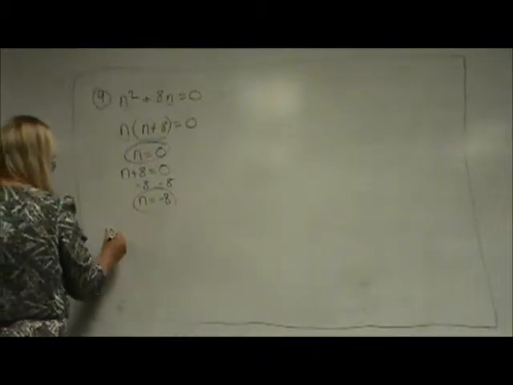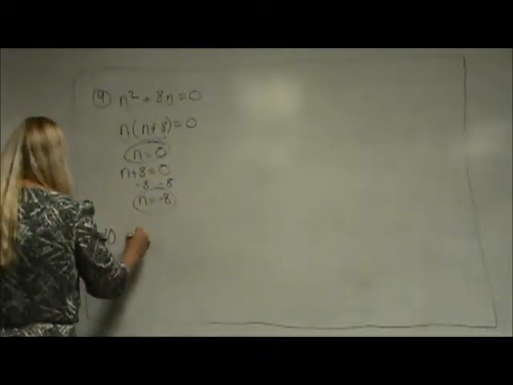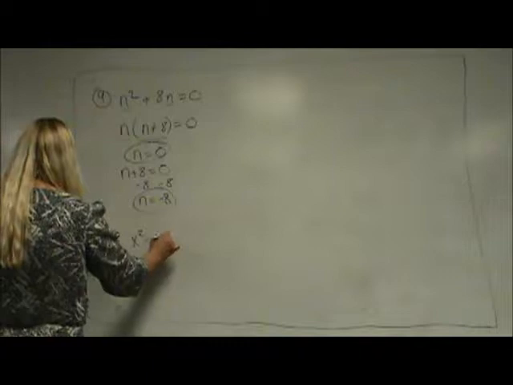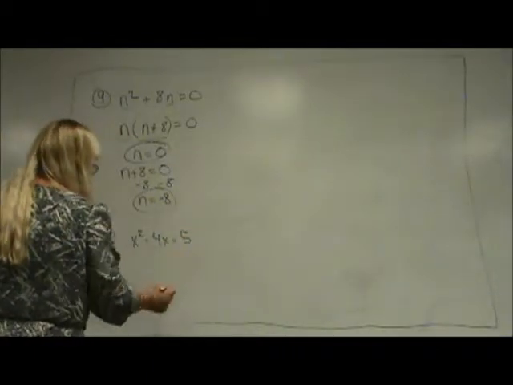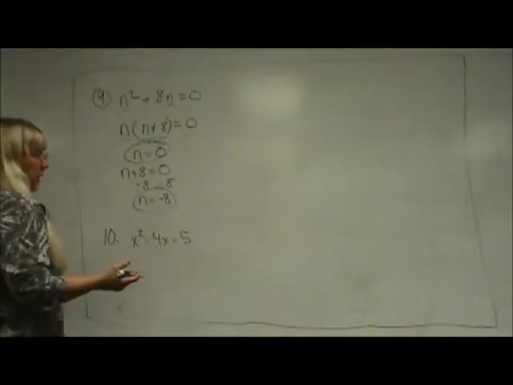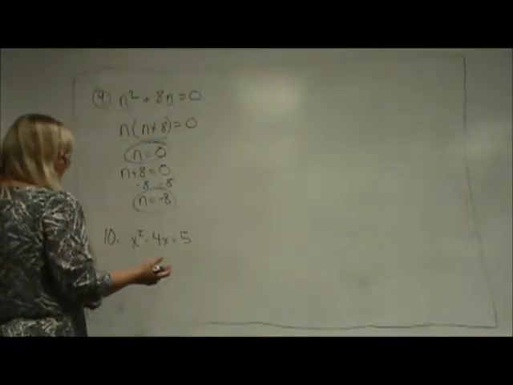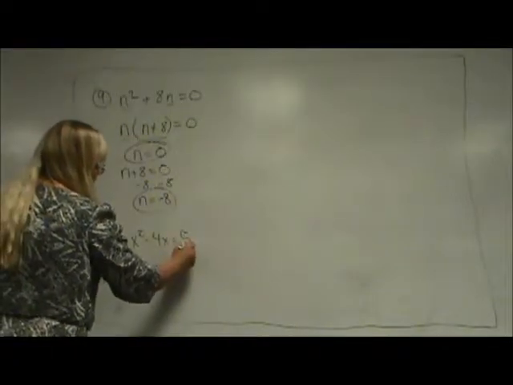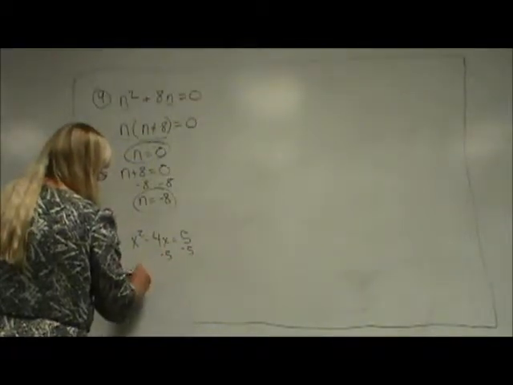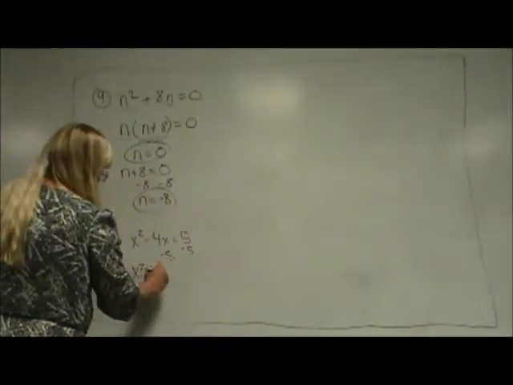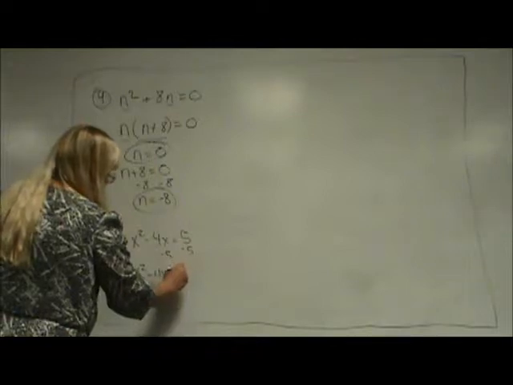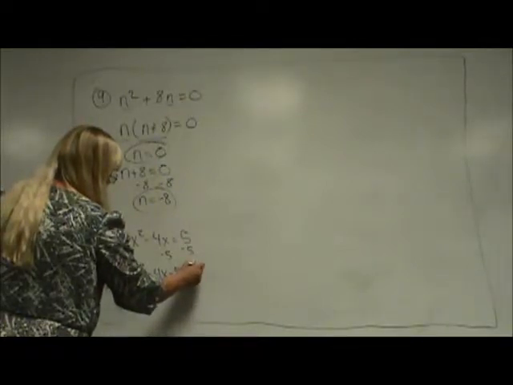Number 10. x squared minus 4x equals 5. This is not in standard form, and any kind of factoring we need to have in standard form at some point. So I'm going to subtract 5 from both sides, and I will have x squared minus 4x minus 5 equals 0.